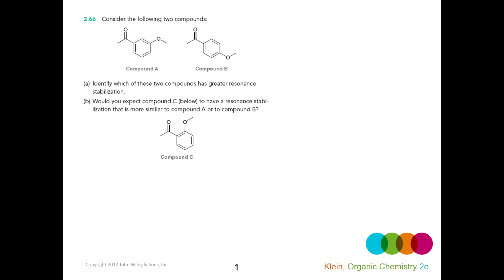So this is a question about resonance. They're giving us compound A and compound B. And we're going to identify which of these two compounds has a greater resonance stabilization. So you get more stabilization if you have a greater number of contributors, especially if there's formal charge that needs to be spread out over more atoms. The more of those 5 patterns we talked about I can use to shift the electrons around and move the formal charges to different atoms.